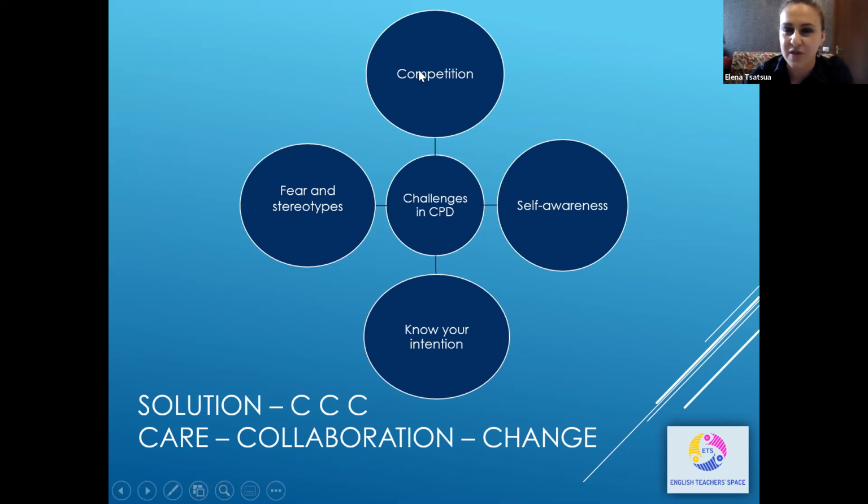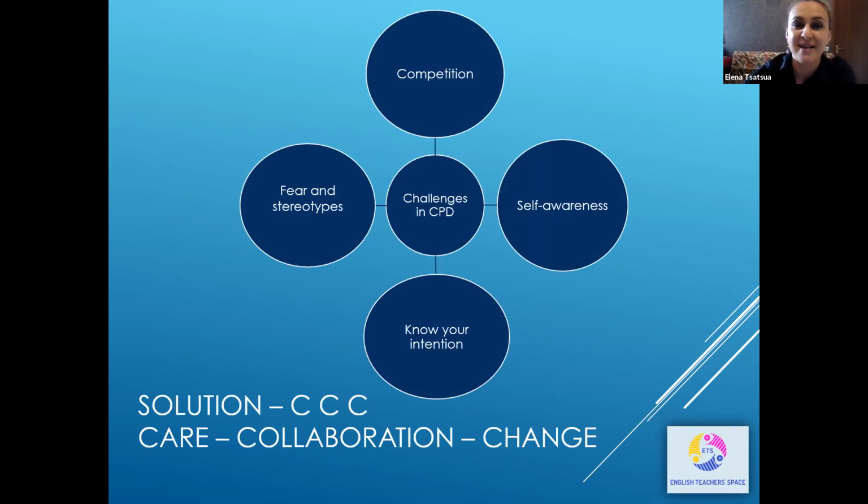Competition is the most important barrier between teachers, but not only teachers, but all over the world. In every sphere of our society, there is competition, maybe between doctors and so on. So that's why competition blocks the process of development, I mean, professional development. Also self-awareness. Most of the time teachers blame students that they don't understand something. So we need to think of our intention. What is our intention? And also fear of expression. I mean, they are not so open to new things, new approaches, and stereotypes.